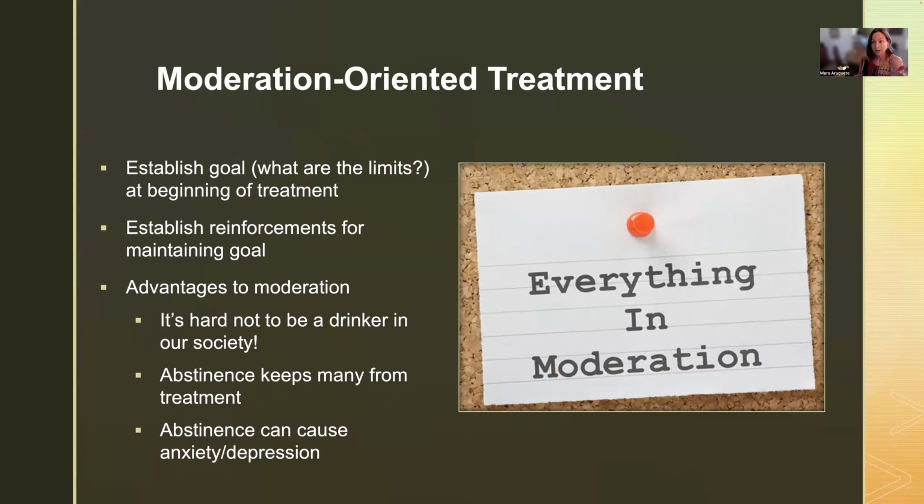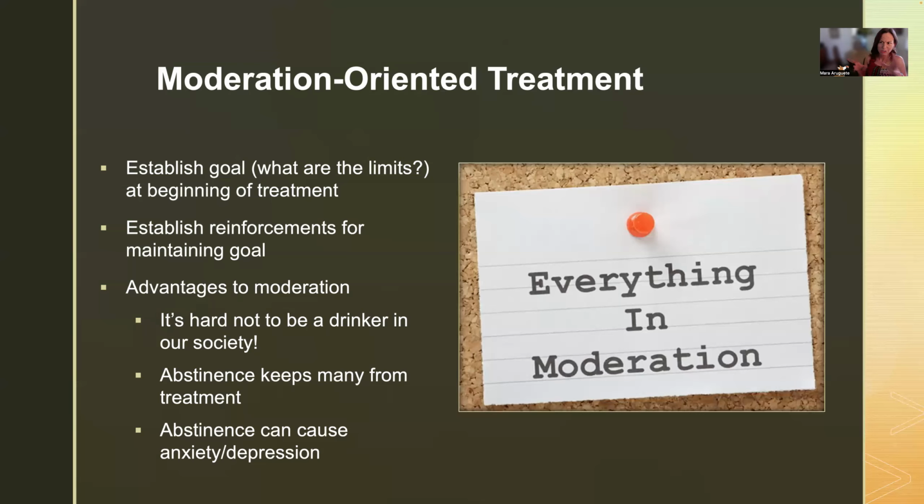There are some good reasons to do abstinence, but close to half of people who want to work on alcohol actually want to moderate. They don't really want abstinence, or they feel like abstinence is going to be too hard. So what are some advantages to moderation? Well, it's hard not to be a drinker in our society. There are a ton of things that involve drinking, right? Someone's having a birthday party, someone's going out to dinner, somebody's celebrating an accomplishment, right? Champagne, etc. There are many, many situations in our culture that involve drinking. So it's hard not to be a drinker.